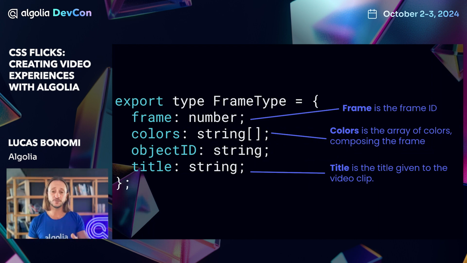Then you have colors, which is the actual array of colors. Then the object ID, which is a mandatory attribute for Algolia. And then you have the title, which is the title given to the small video clip.